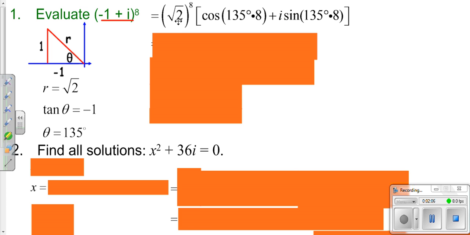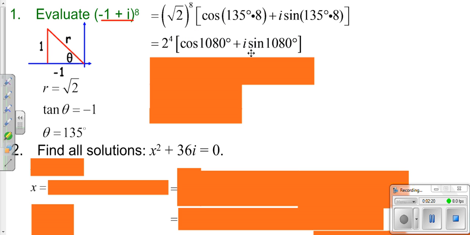Well, let's see, this is just a 2 to the 1/2. 2 to the 1/2 raised to the 8th means we have to multiply those exponents because it's an exponent raised to an exponent. So we get 2 to the 4th. We multiply these together and we get 1,080 degrees for our angle. Wow, that's more than our once around the unit circle. So we'll simplify this down.